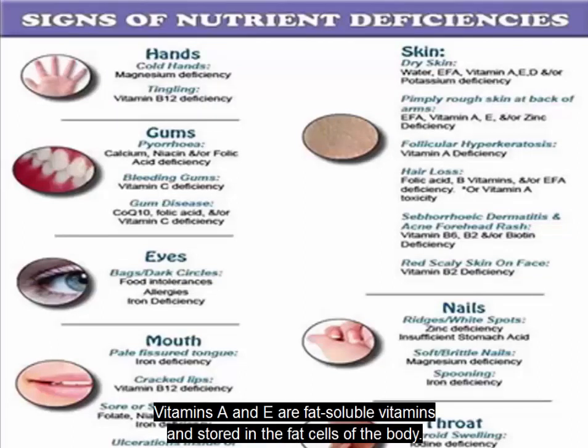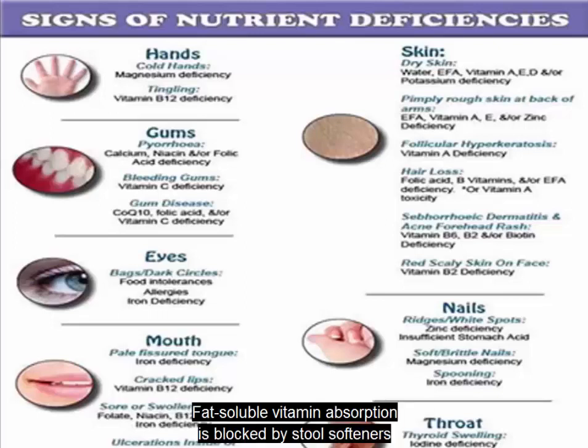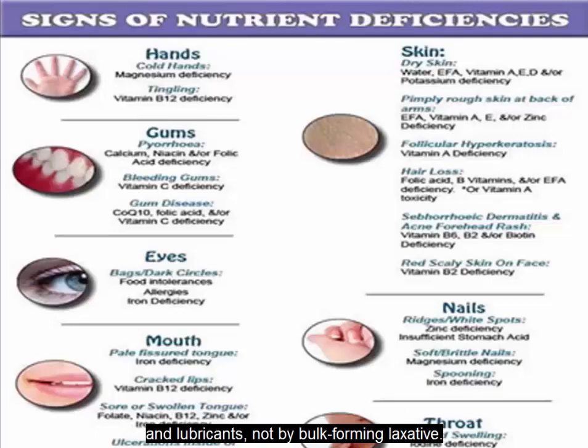Vitamins A and E are fat-soluble vitamins and stored in the fat cells of the body, so excessive amounts of the fat-soluble vitamins would lead to toxicity. Fat-soluble vitamin absorption is blocked by stool softeners and lubricants, but not by bulk-forming laxatives.